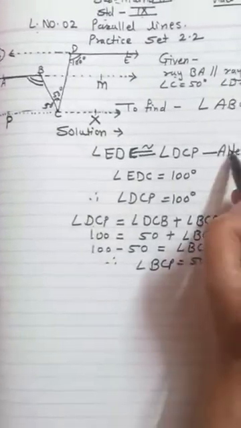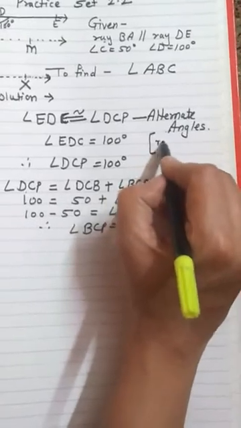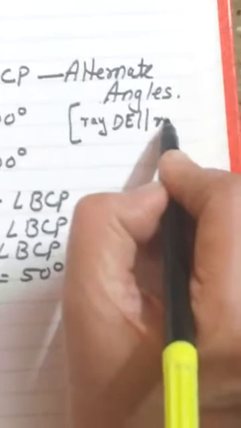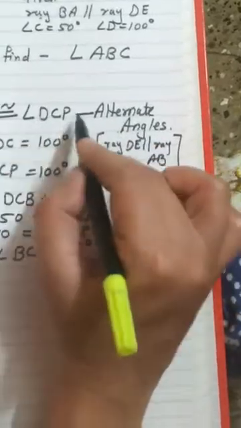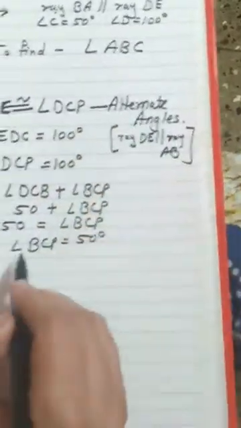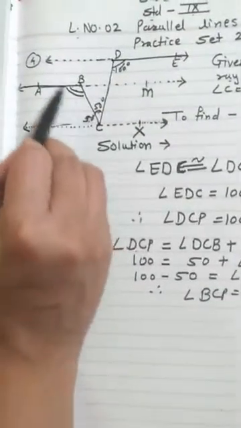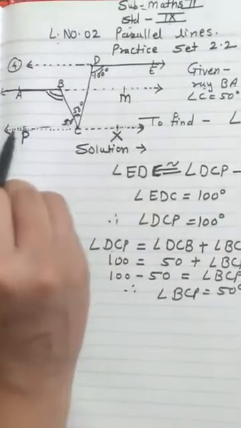Is it? Here these are alternate angle. Here one more thing you have to write. Ray DE parallel ray AB. If the lines are parallel, then only you can apply the alternate angle test. Is it children? So this angle BCP is 50 degree. Now observe children here. See, this is AB. This is parallel to line PX.